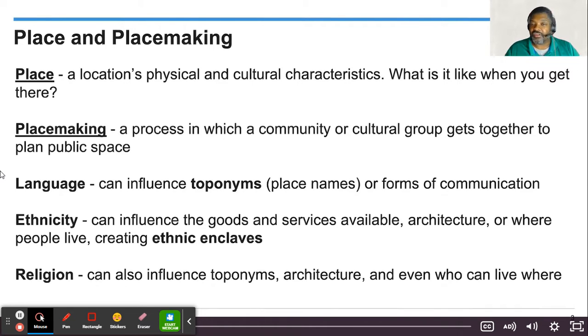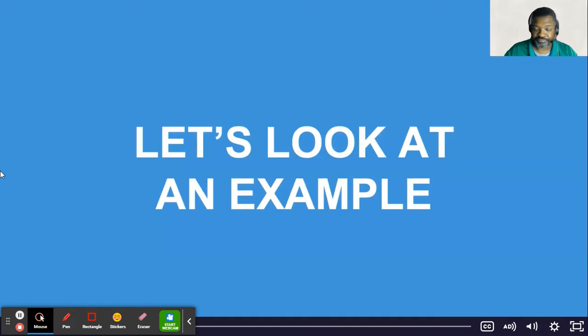Ethnicity can influence the goods and services available, the type of architecture where people live, dialects within a language, and also create ethnic enclaves. Ethnic enclaves are areas which tend to congregate with one particular ethnic group. You can see evidence in shops and businesses and other services or even schools that are in this area. Religion can also influence toponyms, also influence architecture, as we saw in topic 3.1, and even who can live where.